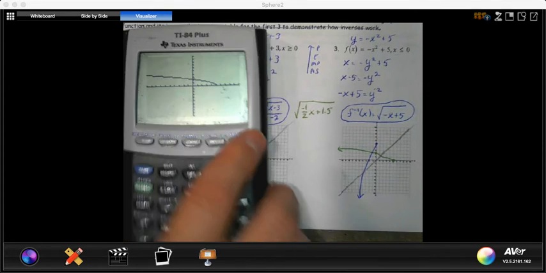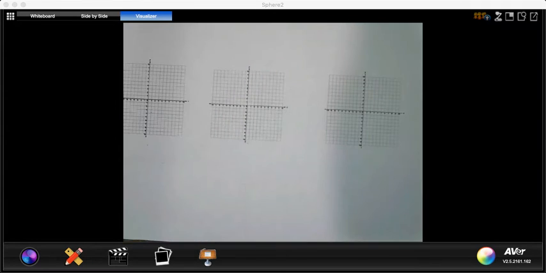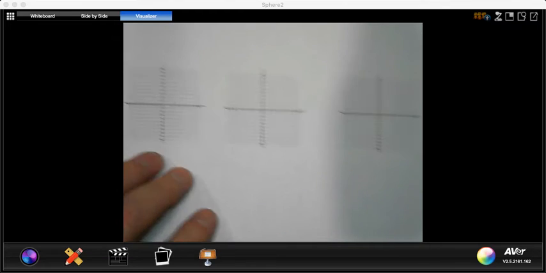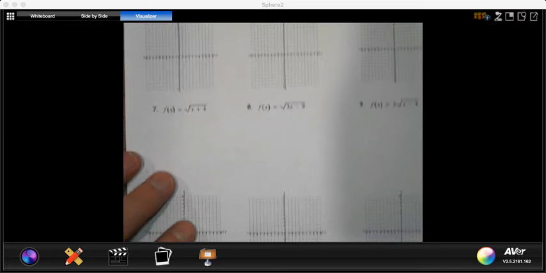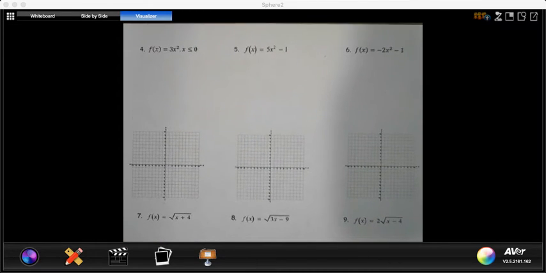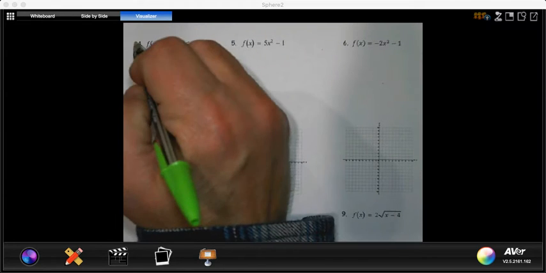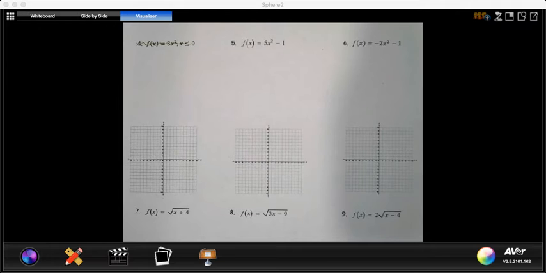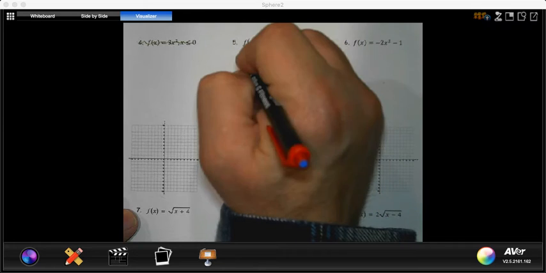All right, moving on. See what the backside has. Looks like these are the same with no restrictions. So we saw one with restrictions. Let's see one without restrictions. So we'll replace the x with the y.